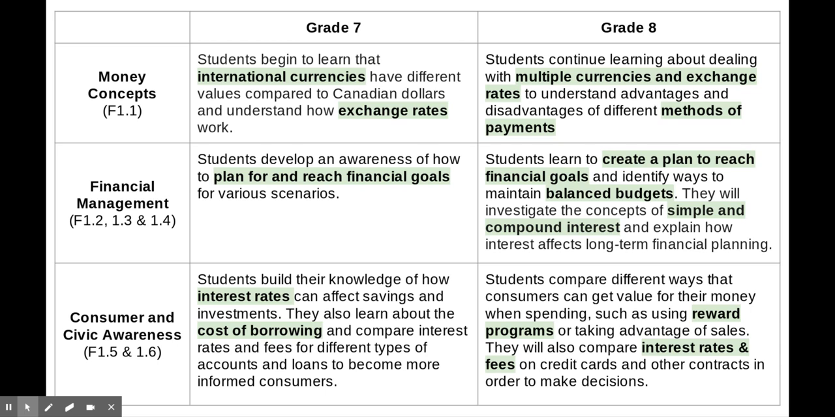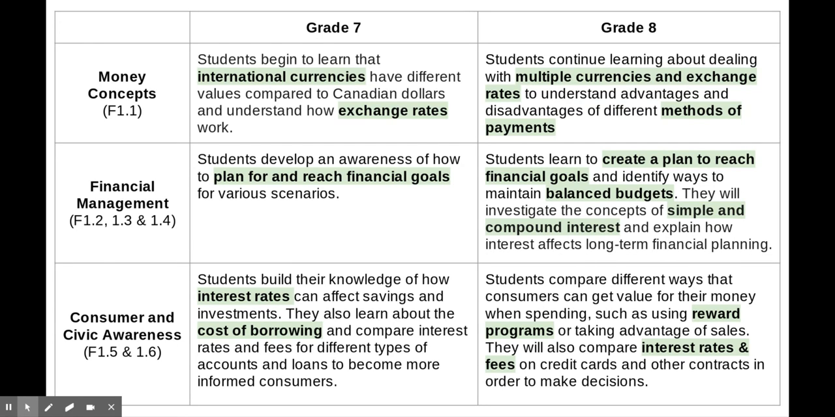So there are 3 topics in this financial literacy strand that we'll break down in this video: money concepts, financial management, and consumer and civic awareness. Money concepts for grade 7 and 8 relate to other currencies, exchange rates, and for grade 8, there's a little more about methods of payment. Financial management relates to setting and reaching financial goals, and for grade 8, they'll take a deeper dive into the concepts of simple and compound interest. Consumer and civic awareness also relates to interest rates in order to make decisions about borrowing money and investing money.